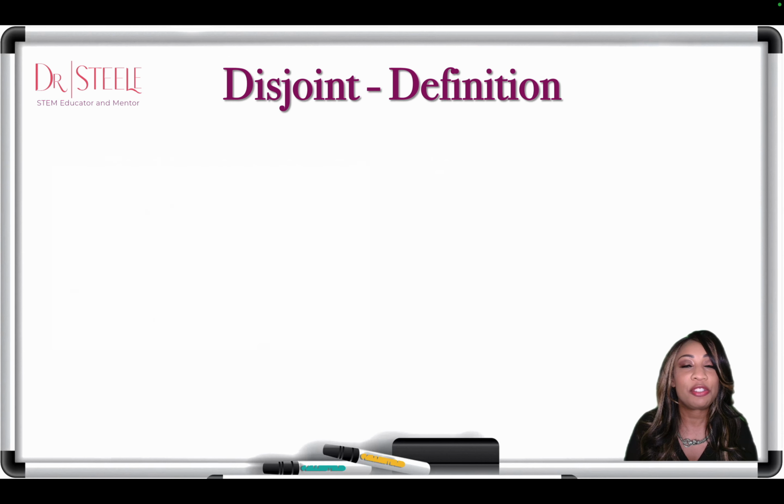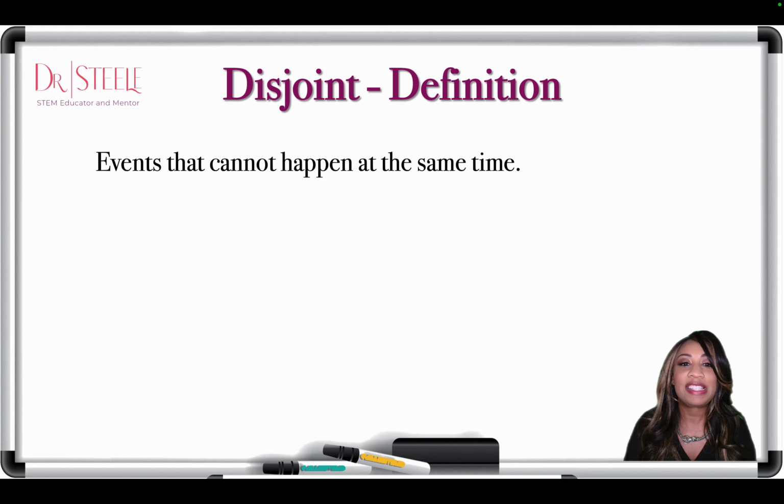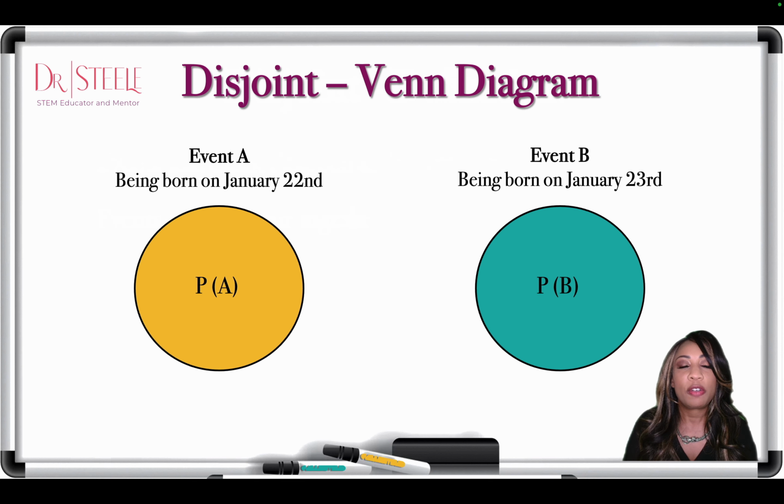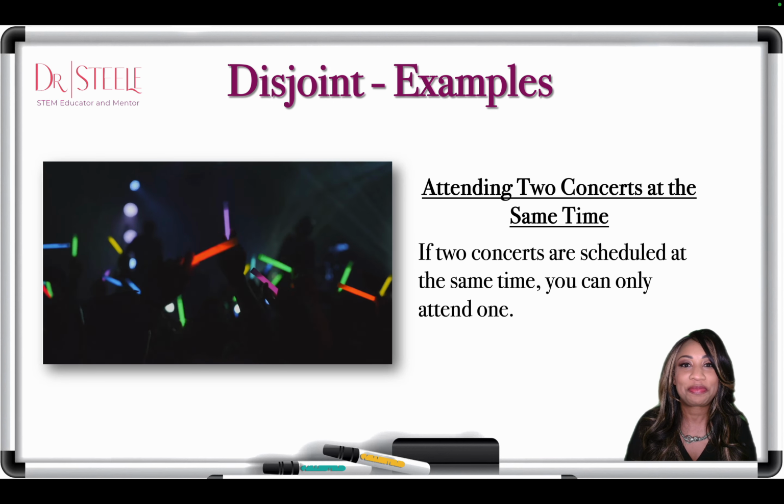Next, we're going to talk about disjoint probability, which means events cannot happen at the same time, or another way you can say it is events cannot occur together. So if we go to our Venn diagrams, the probability of A is being born on January 22nd, like me, or event B being born on January 23rd, right? These two things cannot happen at the same time, and so they are disjoint events. Also notice that there is no overlap because they cannot happen at the same time.